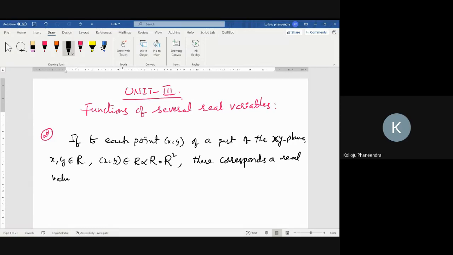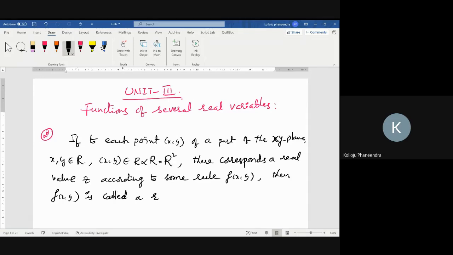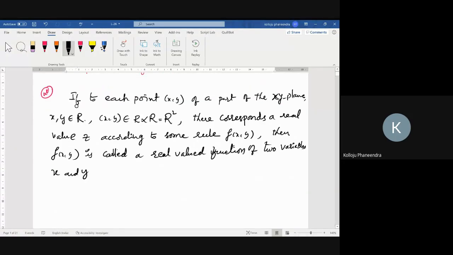real value z according to some rule f of x comma y, then f of x comma y is called a real valued function of two variables x and y, and is simply written or defined as z equal to f of x comma y, where x and y both belong to R.